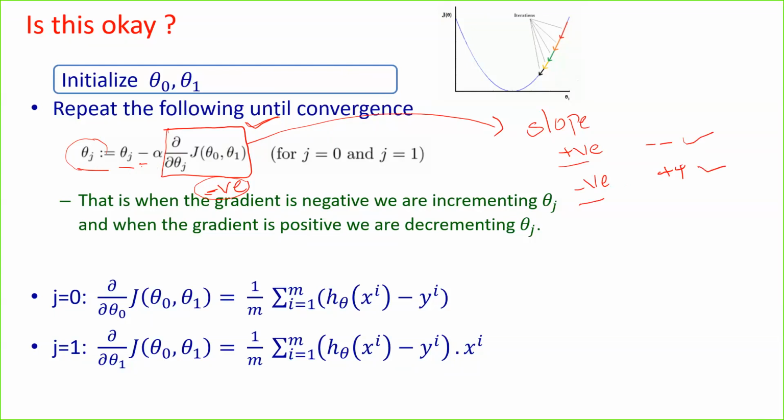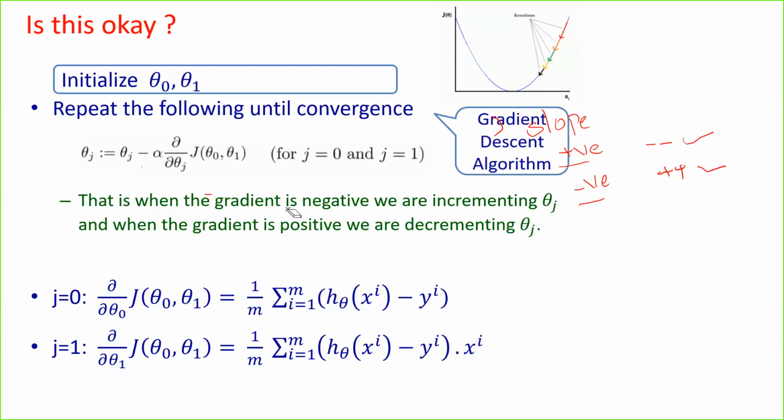So is this okay if I do this? This looks fine, isn't it? The algorithm looks fine. We call this the gradient descent algorithm. It decrements theta j, or the parameters, when the slope is positive, and increments the parameter when the slope is negative. All right.